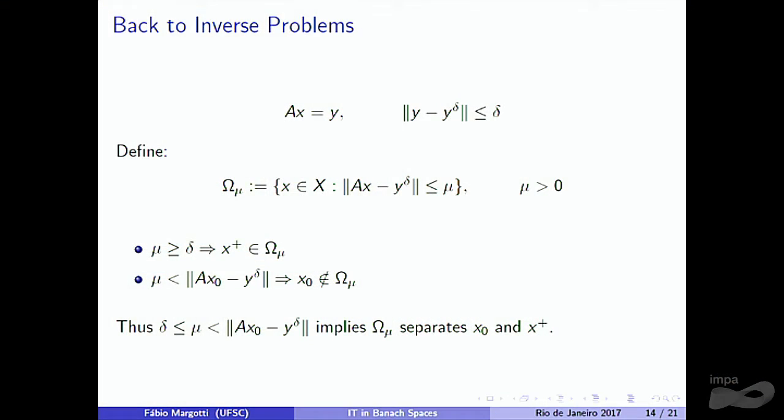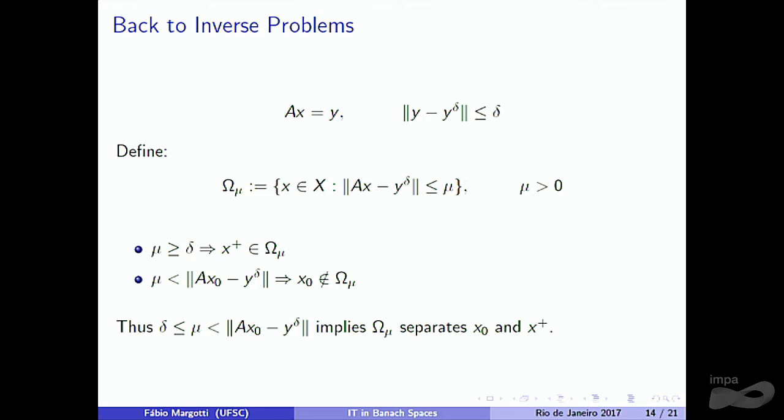Okay, let's go back to inverse problems. Here is again the problem we are interested in. And here it is very important how we generate this set omega which separates x0 and x plus. It is defined in this way. We fix mu greater than 0, and then we define this set here. Of course, it is convex and closed because A is linear and bounded. And to have the property that omega actually separates x0 and x plus, we need to enforce these two things here.